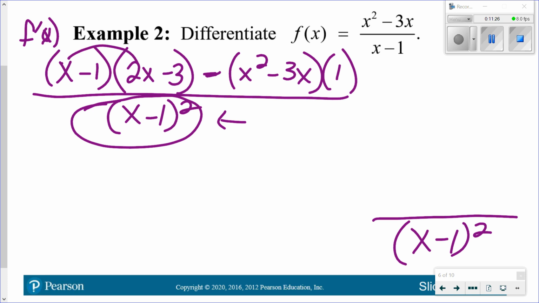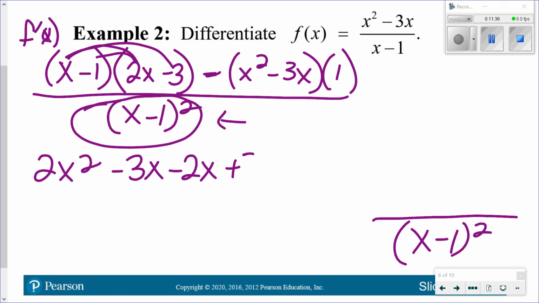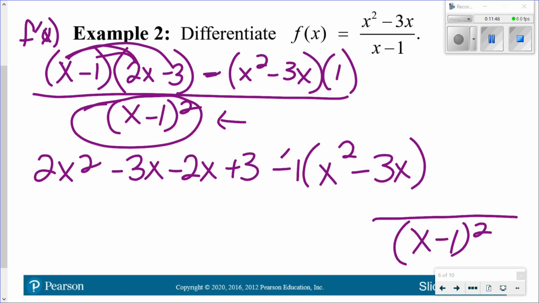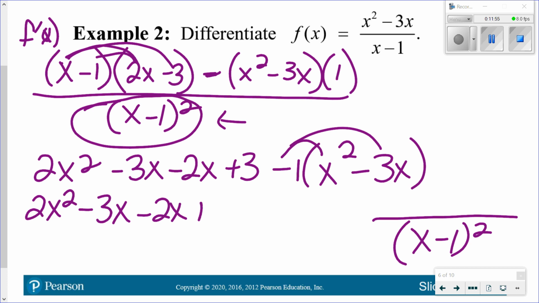So we have x times 2x, which is going to be 2x squared. X times negative 3, so negative 3x, negative 2x plus 3 minus. And here the 1 isn't going to change anything. Now, again, I put that second part in parentheses because this is like having a negative 1 here, so it's going to change both of those signs. So I have 2x squared minus 3x minus 2x plus 3 minus x squared plus 3x.